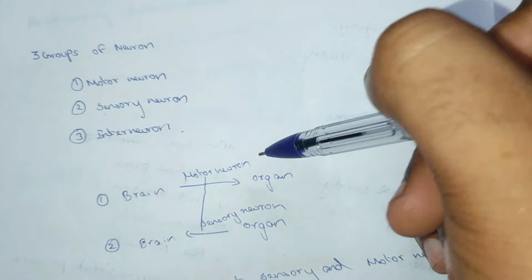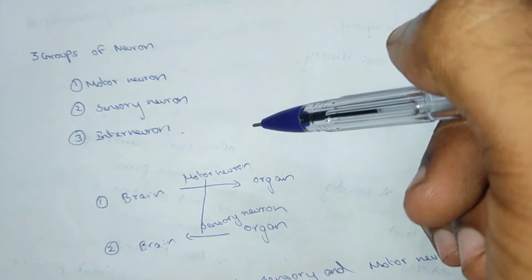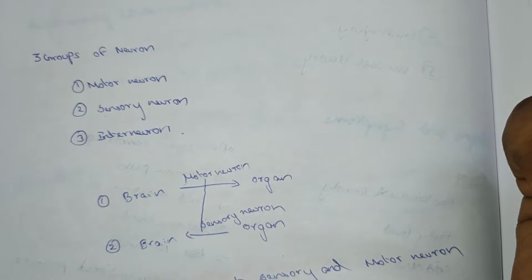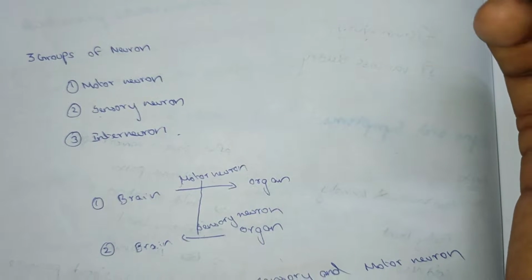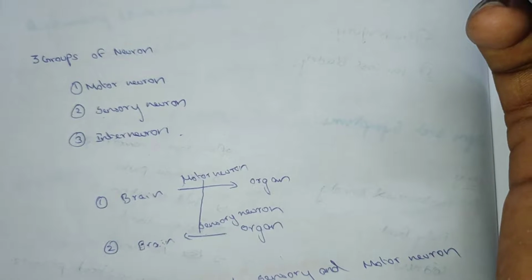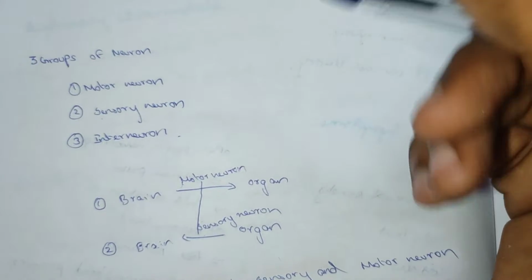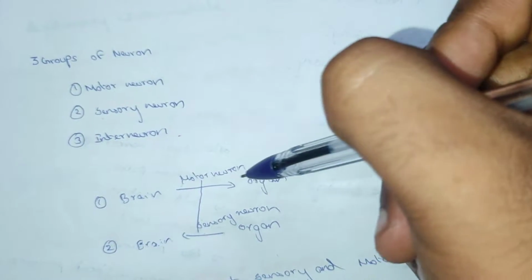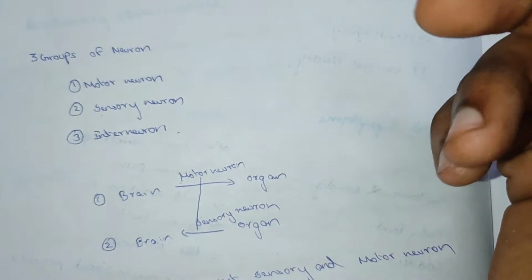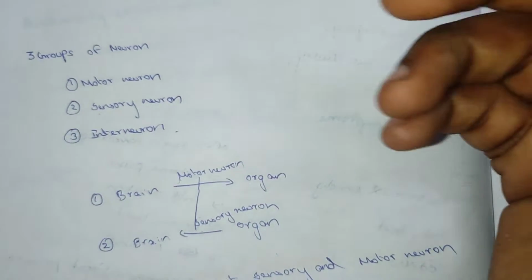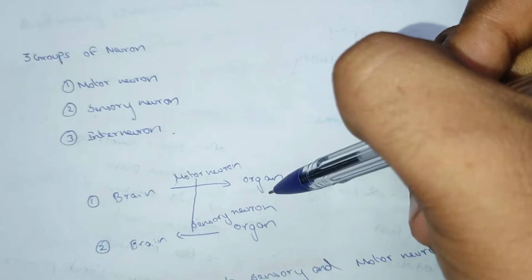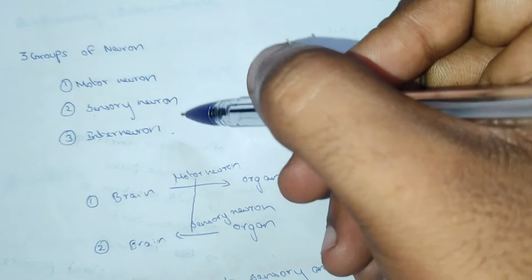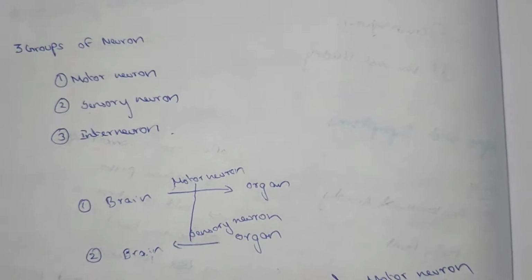For example, when we are walking, a thorn pricks our leg. The pricking sensation which is felt by us travels from the organ to the brain, which is the sensory neuron. From the brain to the organ is the motor neuron, and from that pricking we immediately take off the leg. These both are interconnected by a neuron which is known as interneuron. These are the three groups of neuron.